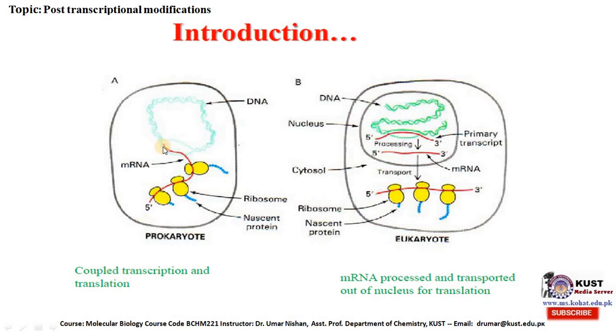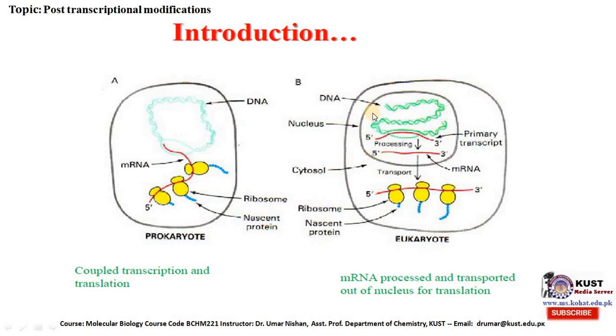It means that when the RNA transcript is formed, at the same time the ribosomal machinery translates it into proteins. One can see by this blue the nascent protein formation.